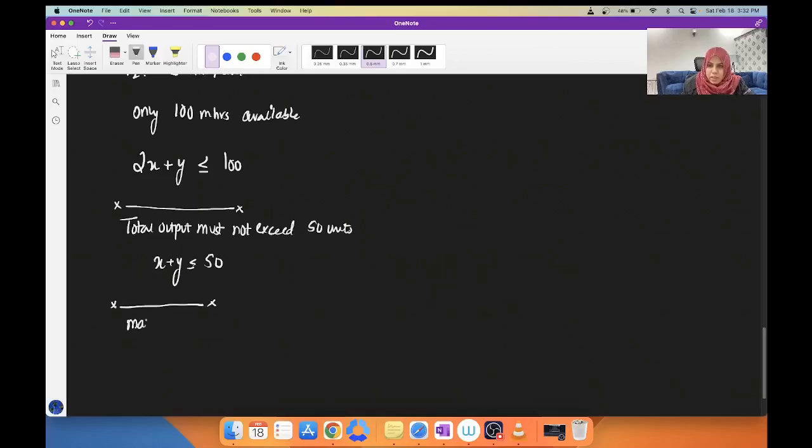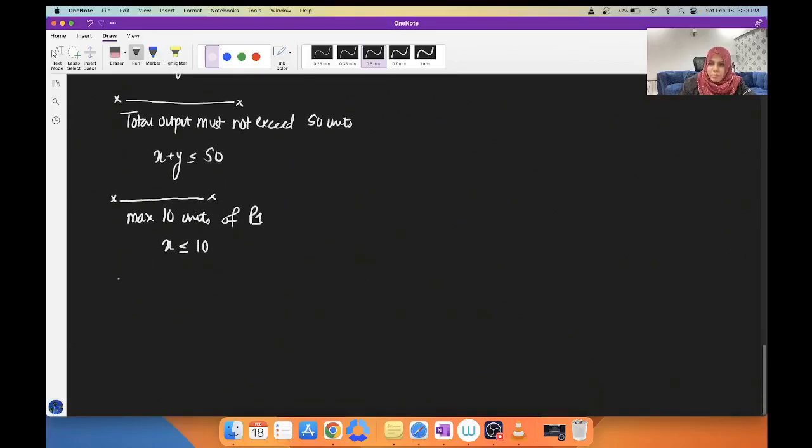Now let's say max 10 units of P1. The constraint does not apply to all of the units. It only applies to P1 over here. So what happens? x is less than or equal to 10. Similarly, max 15 units of P2. So y is less than or equal to 15.